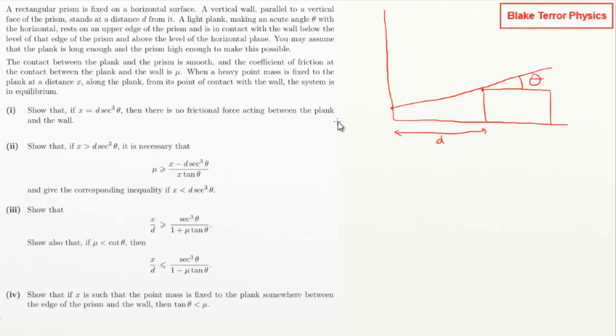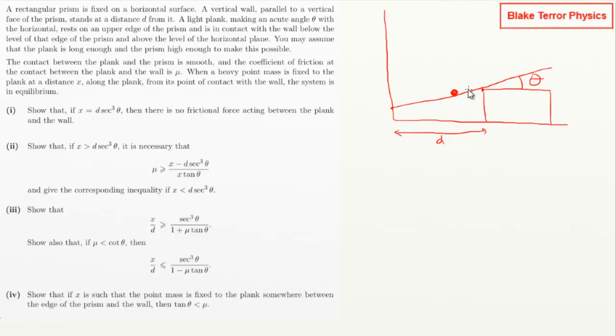Contact between the plank and the prism is smooth. The coefficient of friction at the contact between the plank and the wall is mu. So we've got a rough wall, smooth block, block's fixed. When a heavy point mass is fixed to the plank at a distance x along the plank from its point of contact with the wall, the system is in equilibrium. So I could put it, say, here.